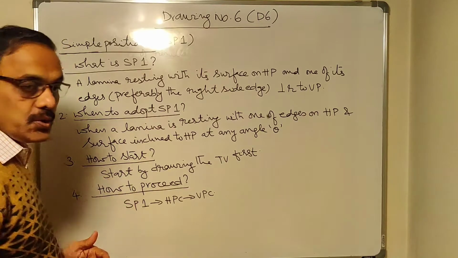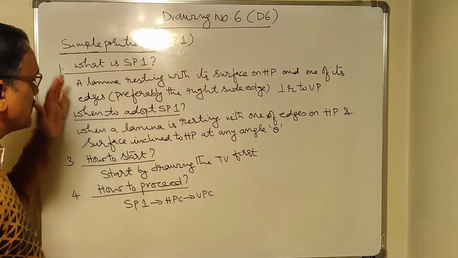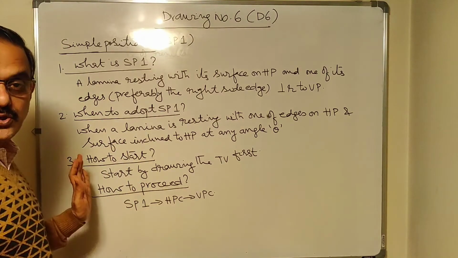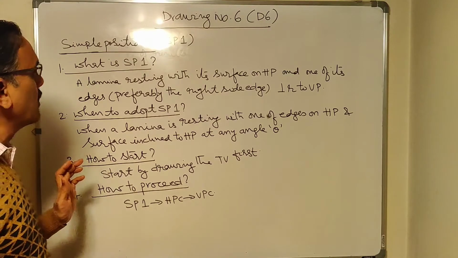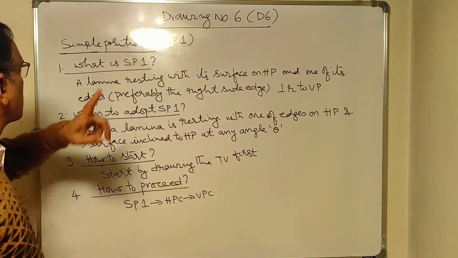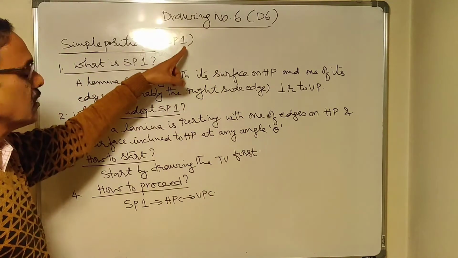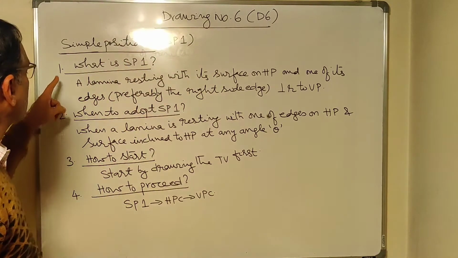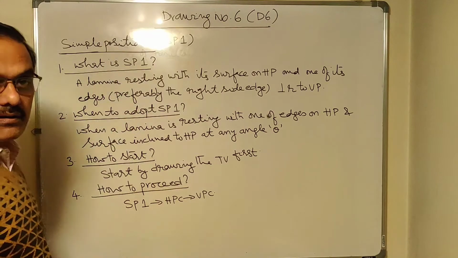To make it simple for you, I have taken up 4 questions here to explain what is simple position. So this is drawing number 6 or D6, simple position 1, shortly we call it SP1. The first question is, what is SP1?